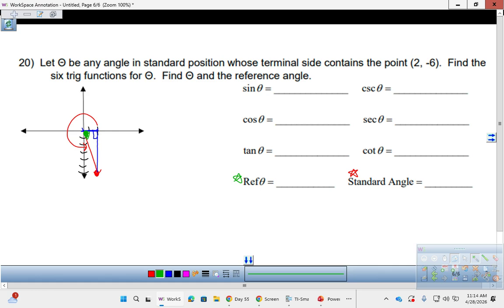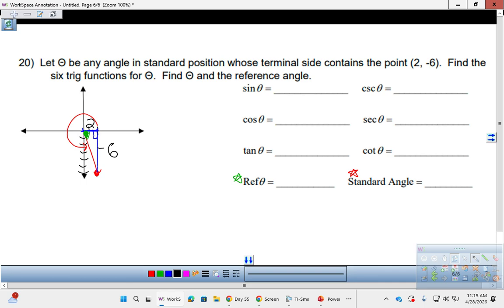Let's think about what we know about the reference triangle. We went to the right 2, so that length is 2. And we went down 6, so this length is 6, but because we went in the down direction, I'm going to put a negative on it. If you forget the negative, it's not the end of the world. You can get it at the end. The key is that you know we went right 2 and down 6. That's the legs of the triangle.